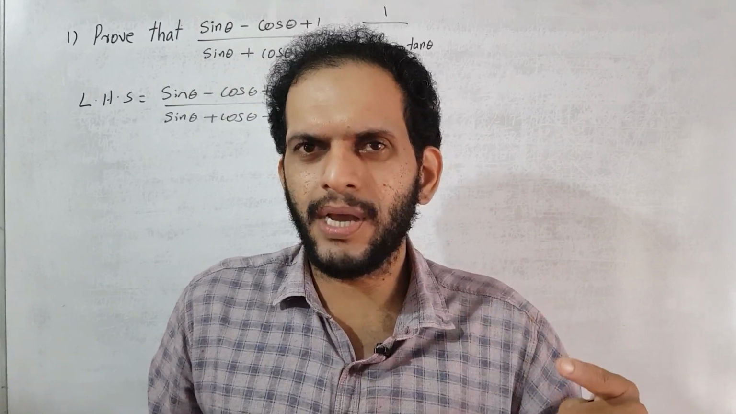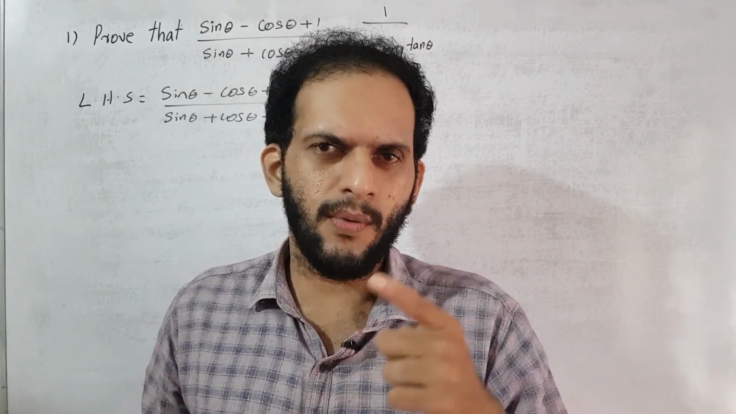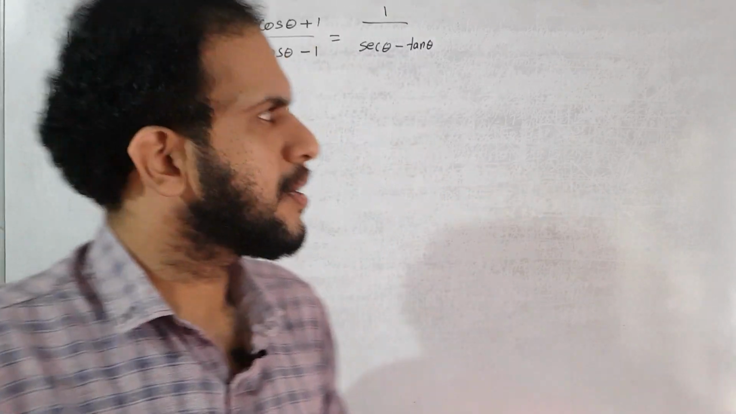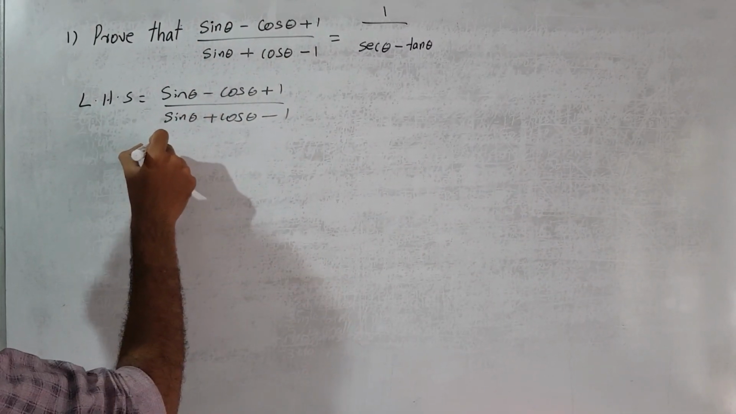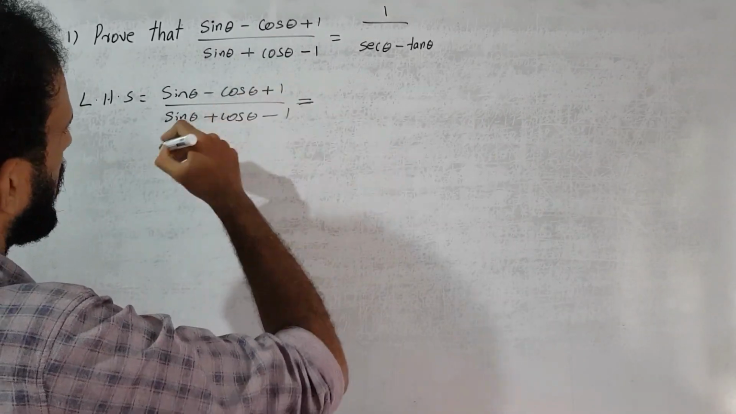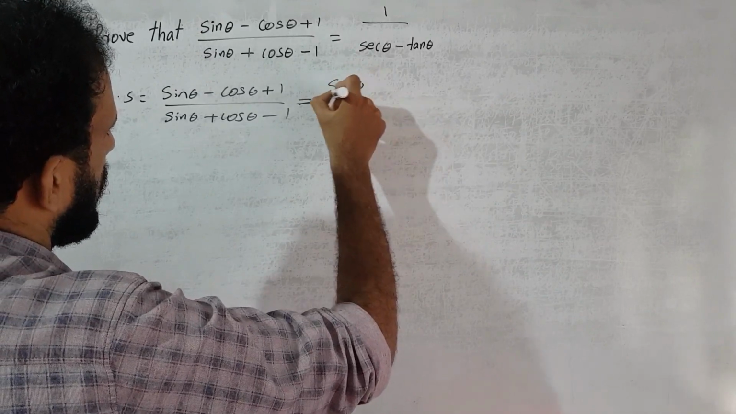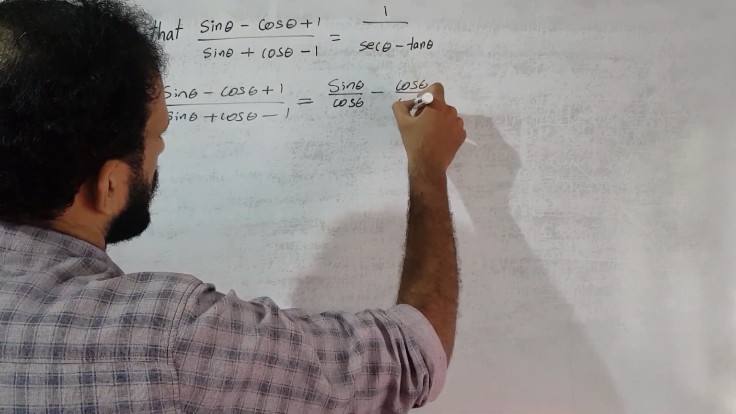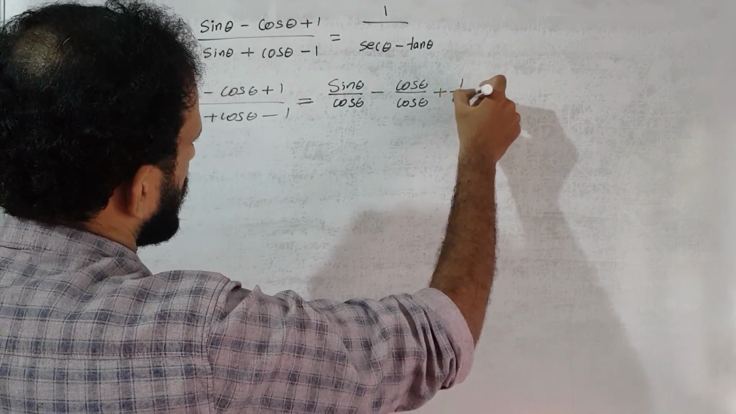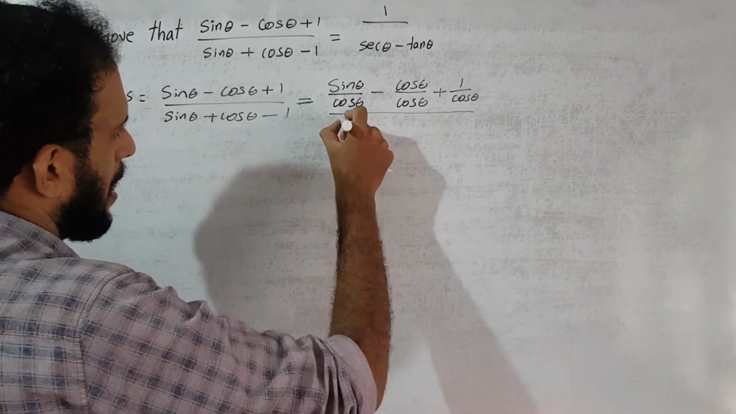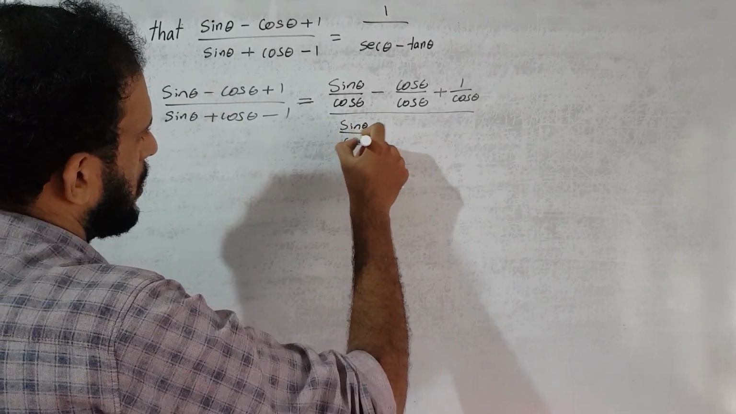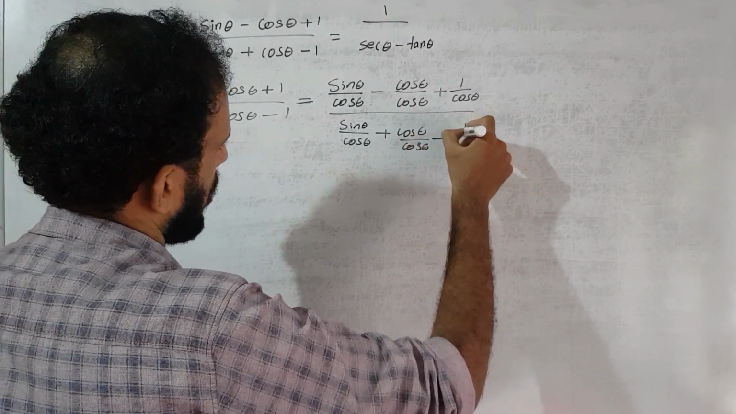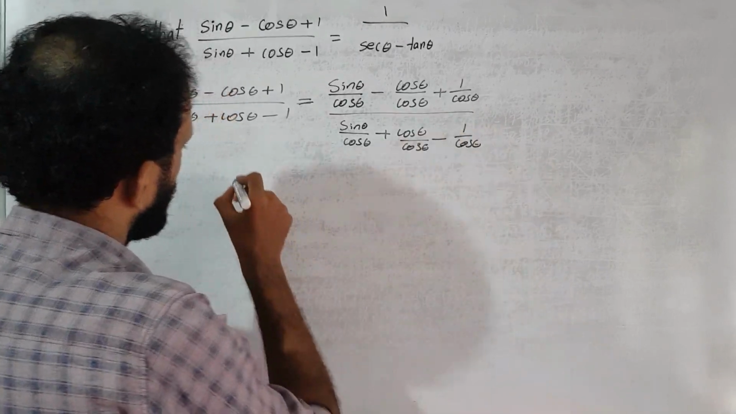Okay, here we want to get the form 1 by cos and sin by cos. So we divide the LHS completely by cos. Okay, so the next step, divide by cos. We are dividing all by cos: sin theta by cos theta minus cos theta by cos theta plus 1 by cos theta, over sin theta by cos theta plus cos theta by cos theta minus 1 by cos theta.